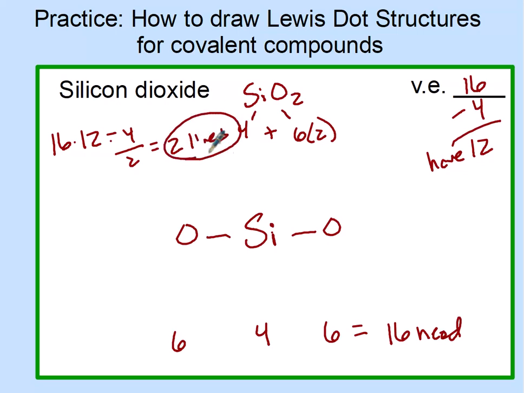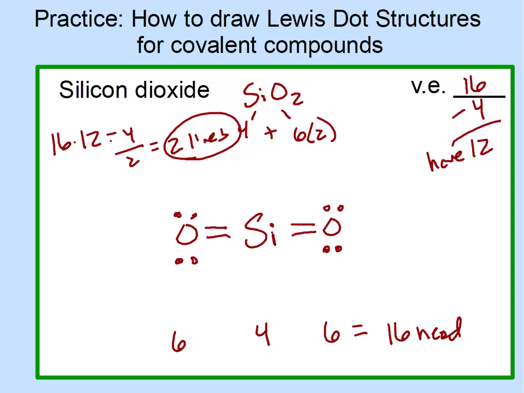In this case, I have 2 places I can put those lines, so I'm going to make it symmetrical and put 1 line on each of them. So now my oxygens have 4 electrons, and so since they have 4, they need 4 more. My silicon has 2, 4, 6, 8. So silicon is now good.